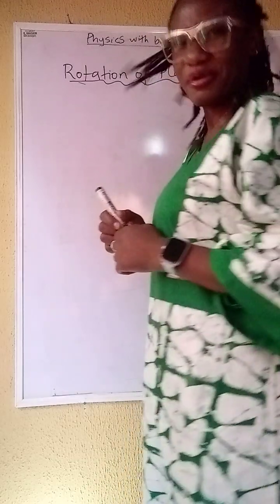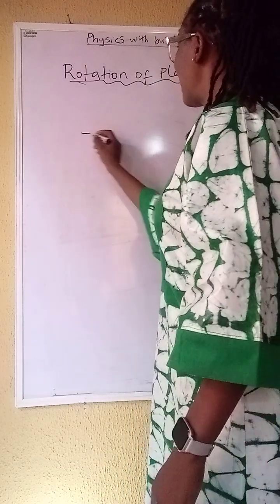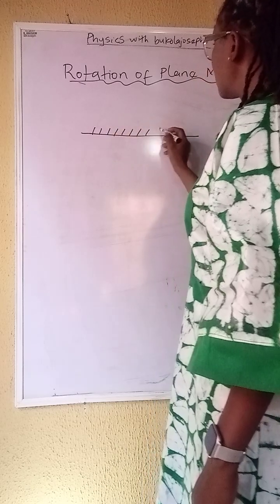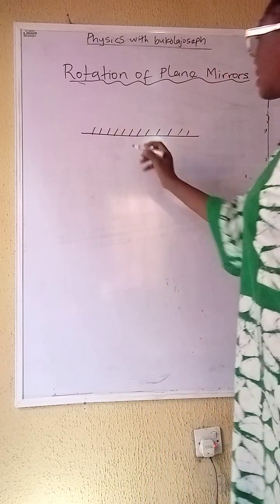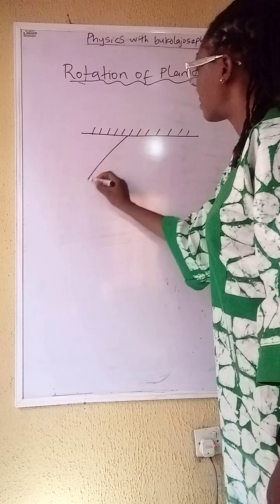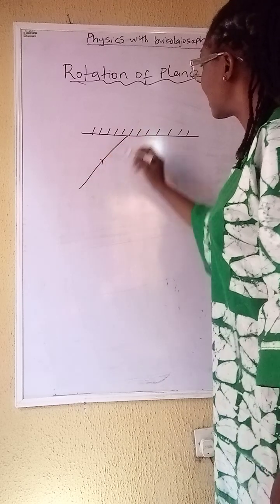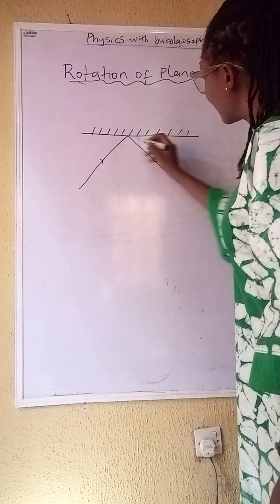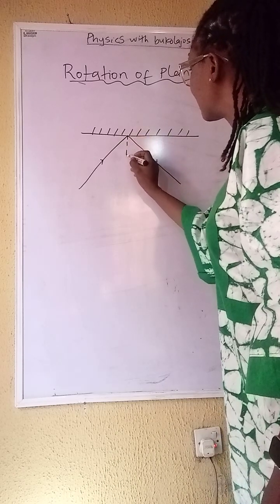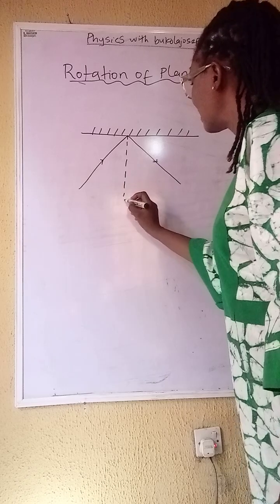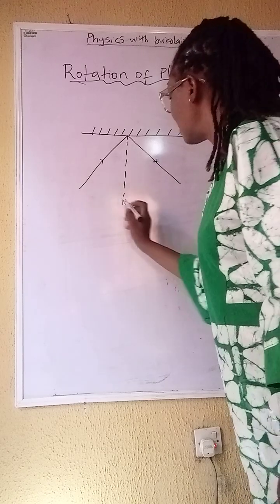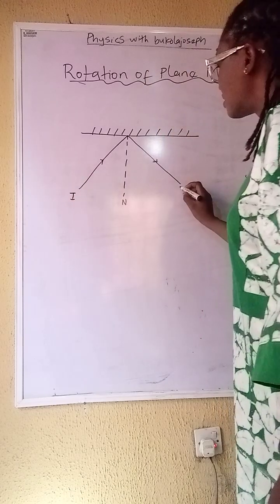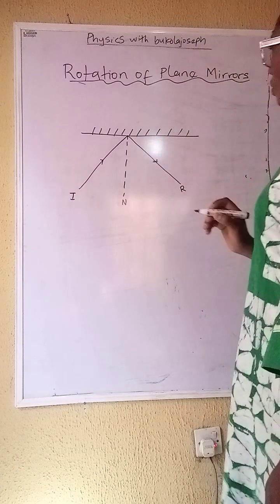So what do we know about reflection? Let's say this is the plane mirror, and then we have the incident ray, the reflected ray, and of course, this is the normal. So let's call this normal. This is the incident ray. This is the reflected ray.